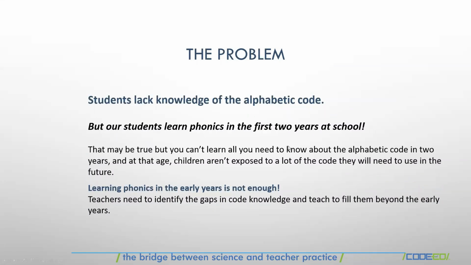The other problem is that students lack knowledge of the code, and teachers will say, but we teach phonics in the first 2 years, that's where they learn it. But you can't learn everything you need to know about the code in 2 years. There's too much to learn, and many of the parts of the code are not in words that young children would be exposed to. So learning phonics in the early years is not enough. We need to identify gaps in code knowledge and continue to teach them beyond the early years.